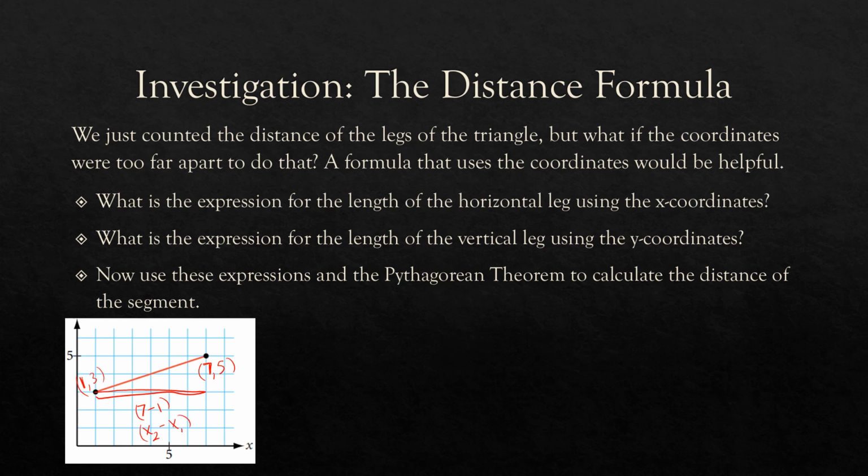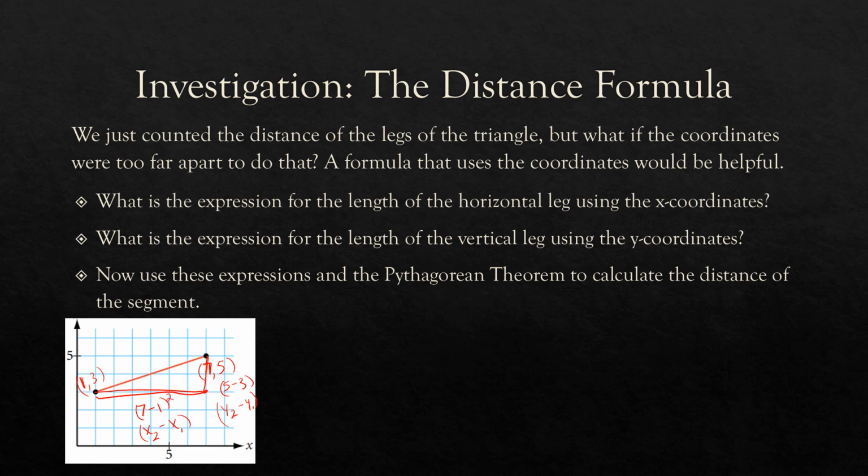Now what's the expression for the length of the vertical leg using the y-coordinates? I went from y equals 3 to y equals 5. So I said 5 minus 3 would give me 2, the length of that vertical leg. And that would be my second y-coordinate minus my first y-coordinate. Now, how did I find the segment that I was looking for, that hypotenuse?